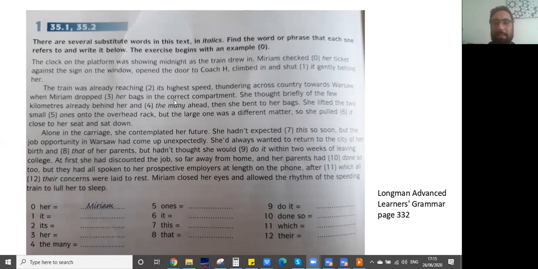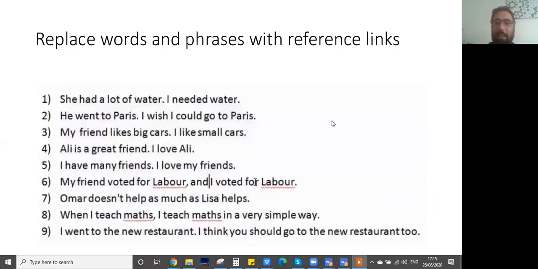Okay, last exercise just before we finish. Oh, maybe it's not the last. Maybe there's one more. But anyway, let's take a look at these and see if we could replace any of the words with a substitution, maybe a pronoun or a quantifier or a verb do, and so on. So what can we replace?